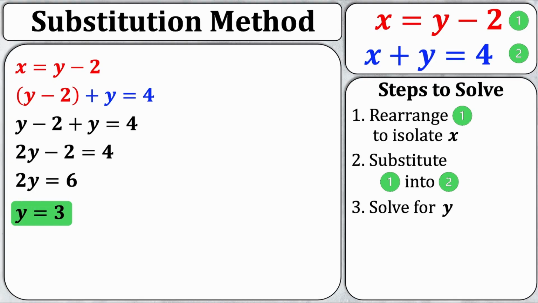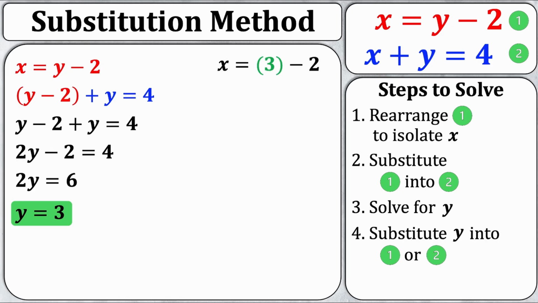Now step number 4 is going to be to substitute my y value into equation 1 or 2. It doesn't matter which one, it's going to give you the same x value. In this case, I'm going to substitute it into equation 1 because x is already isolated. And so that gives me x is equal to 3 minus 2, and now the last step is very obvious, solve for x. Well, 3 minus 2 is just 1.